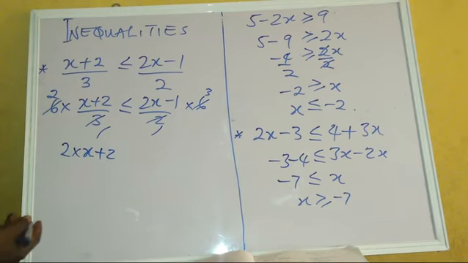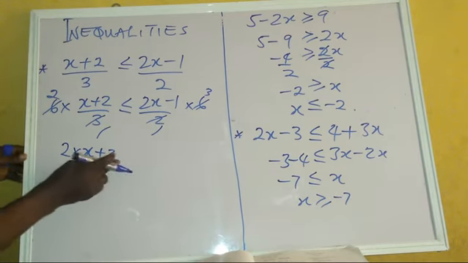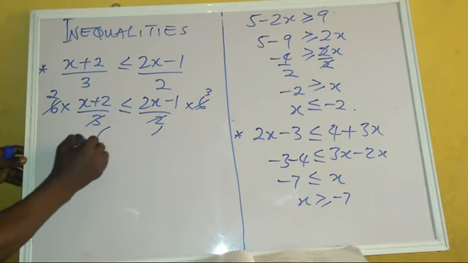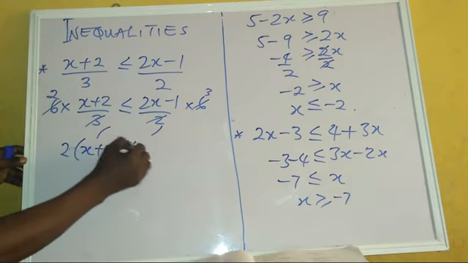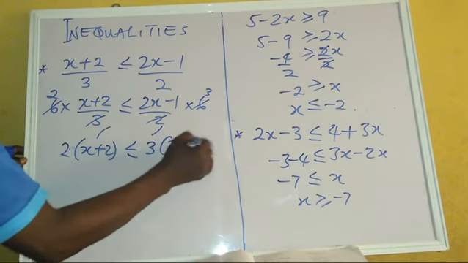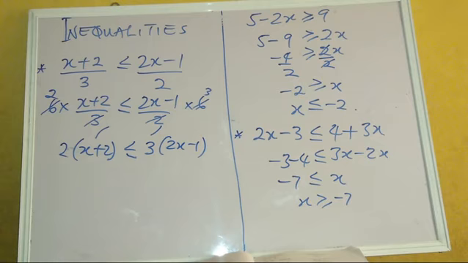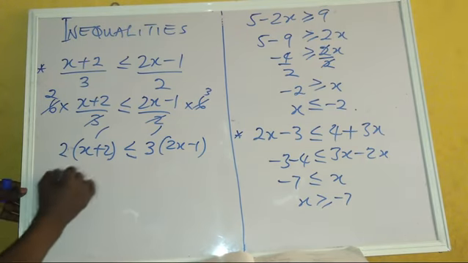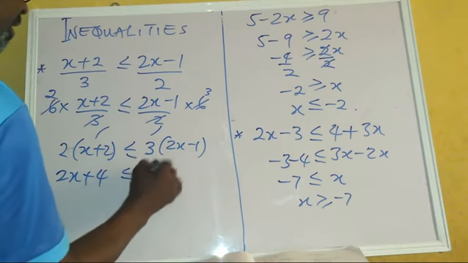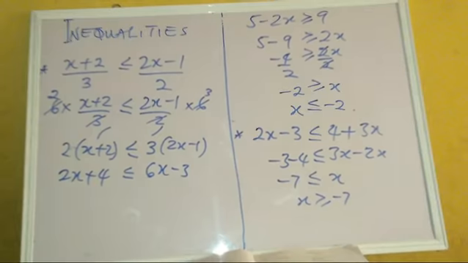Don't write it this way, to avoid mistakes, because this one is an expression. Therefore, it must be put in brackets. Less than or equal to, the same thing applies here. We have 3 bracket 2x - 1. So after that, we open brackets. You have 2x + 4 less than or equal to 6x - 3.